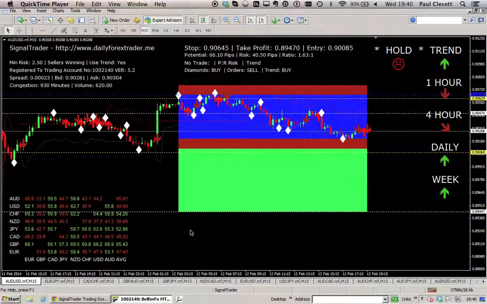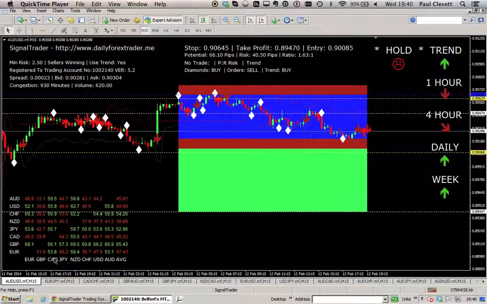This is more important than any other part of the system. Understanding this part of the system will give you the edge. Let me explain why. It's this box down in the corner. You can see down the side I've listed a number of currencies: Aussie, US dollar, Swissy, New Zealand, yen, Canadian dollar, GBP, euro, and down the bottom I've also got listed a number of currencies.